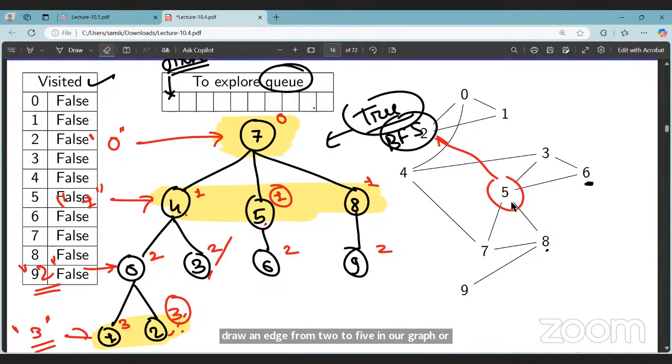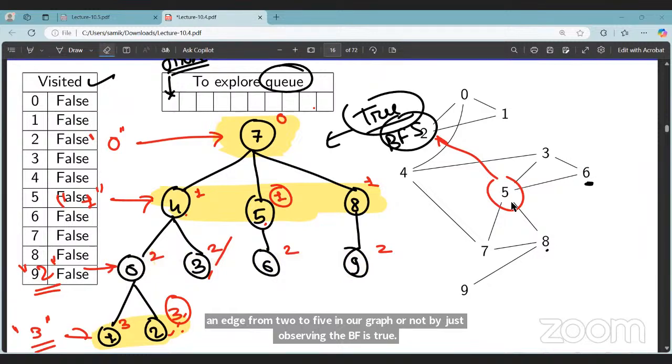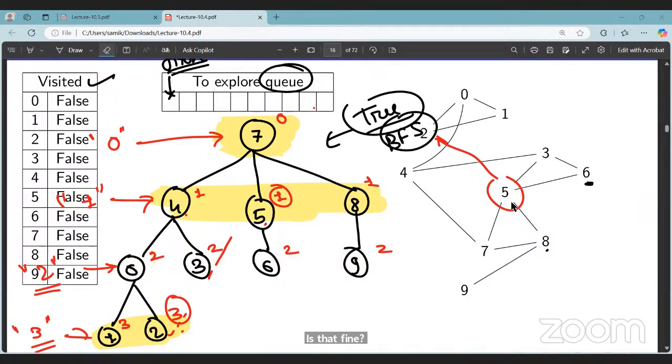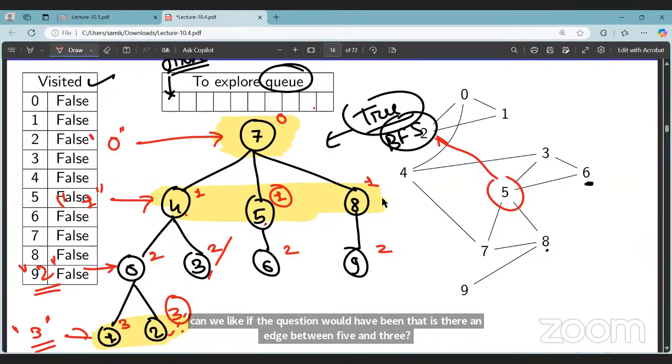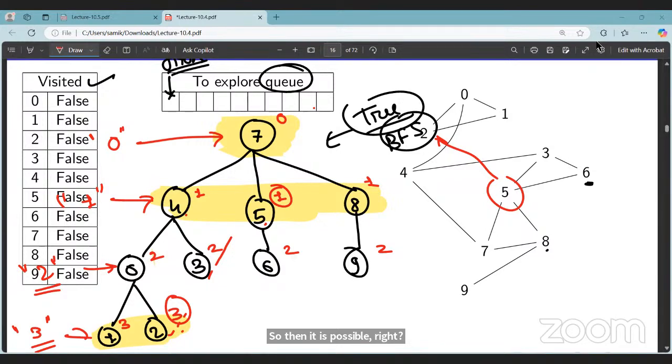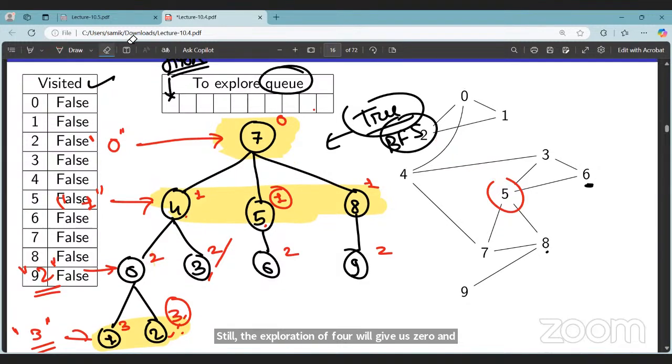Ma'am, if the question had been whether there is an edge between 5 and 3, then it is possible, right? Because if there is an edge between 5 and 3, the exploration of 4 will still give us 0 and 3. So suppose you just make an edge in our graph. Yes, there is an edge between 5 and 3 here.